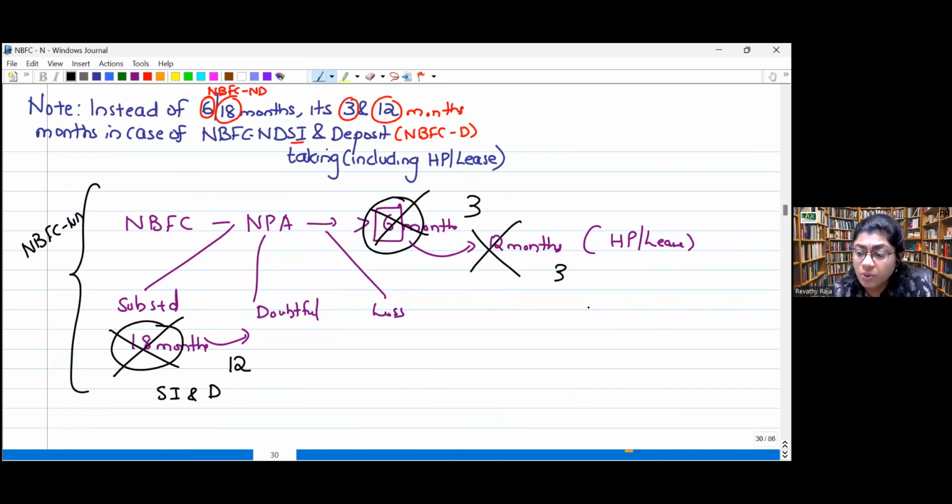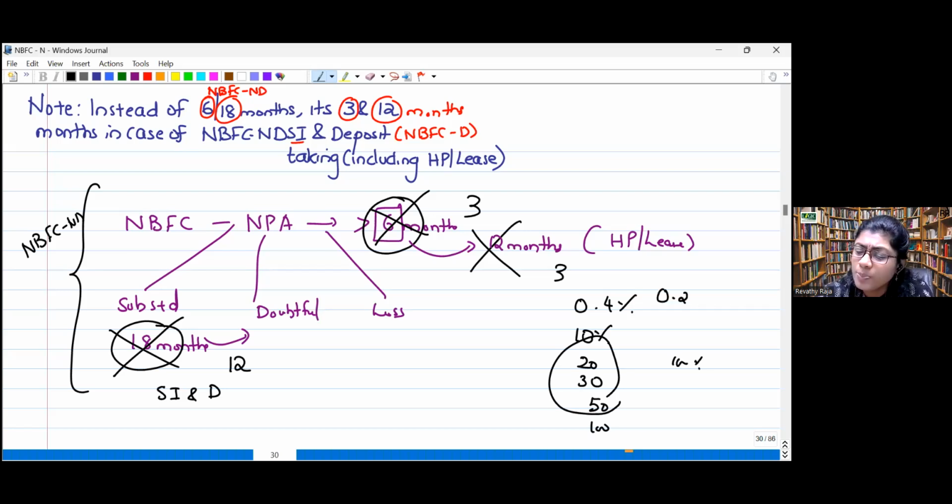Now provisioning. Come, I will ask you. How much is the provision on standard asset? 0.4. How much on substandard? 10. Doubtful: up to 1 year, 1 to 3 years, and more than 3 years: 20, 30, 70, 50. Loss asset 100. But if it is unsecured, 100.